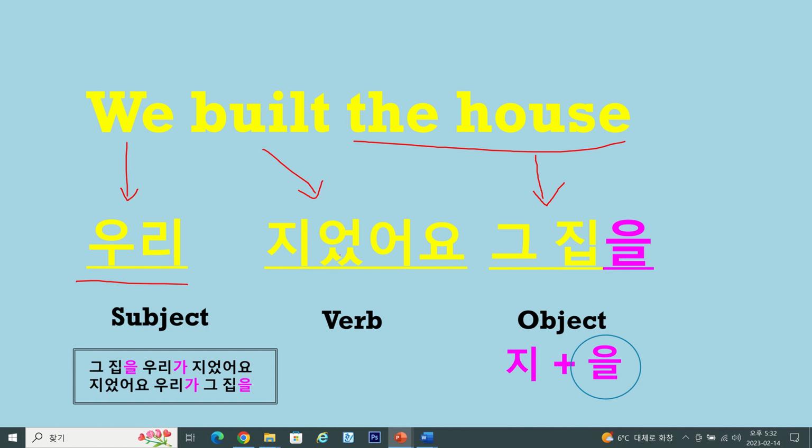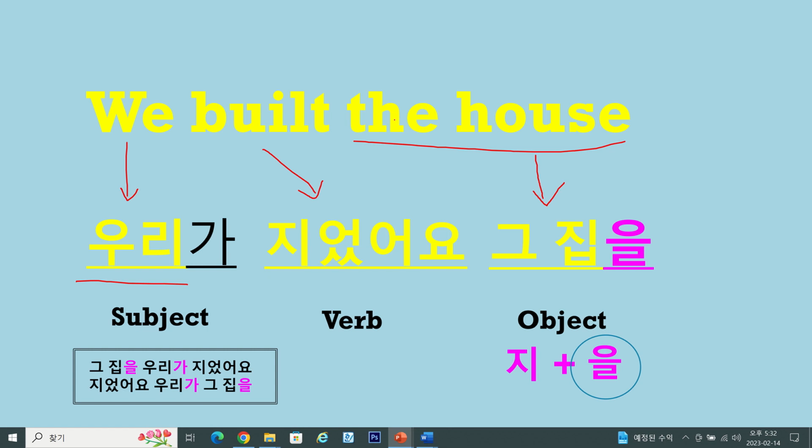So the subject particle, what particle? 가. 우리가 지었어요 그 집을. The house is the object, so the 을 particle is needed.